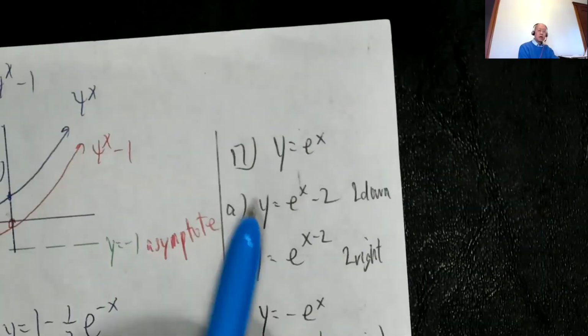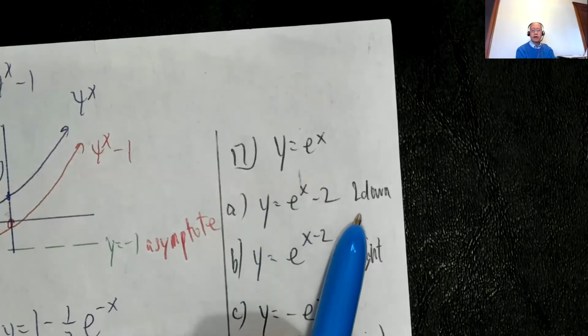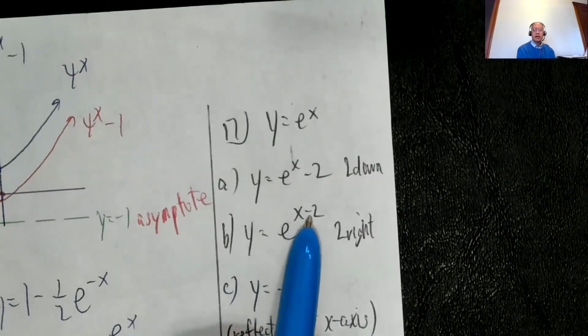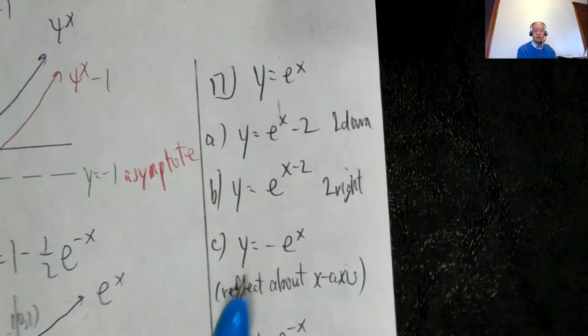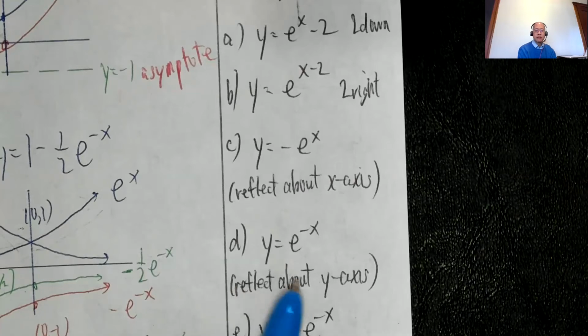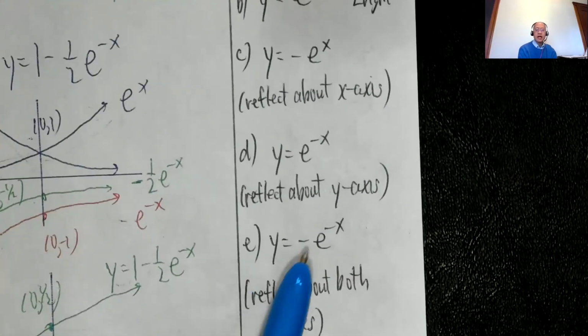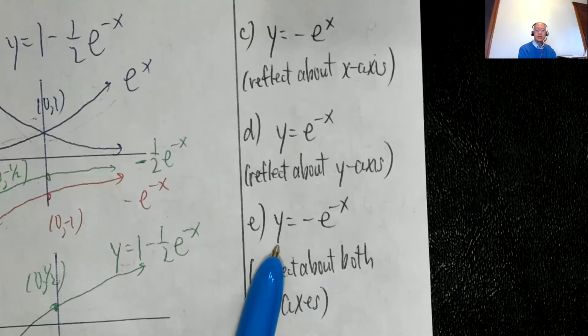17, y equals e to the x. y equals e to the x minus 2 moves the graph 2 down. e to the x minus 2 like so, it moves the graph 2 to the right. Negative e to the x, that's a reflection about the x-axis. e to the negative x reflect about the y-axis. And negative e to the negative x reflect across both axes, reflect across the x-axis and then the y-axis, or vice versa.